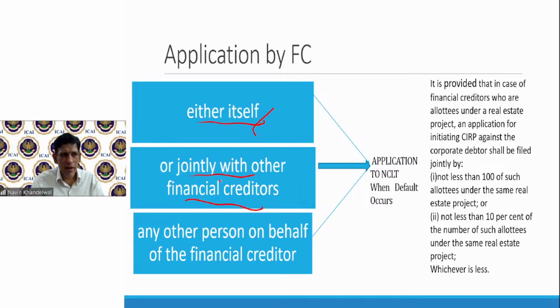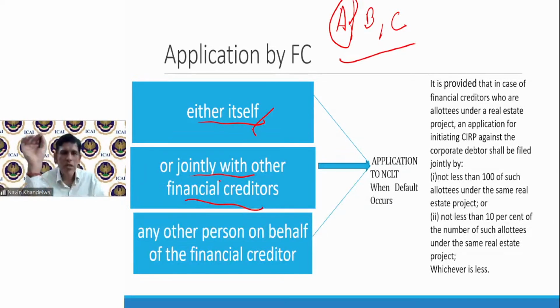So if there are 2, 3 financial creditors who have given a loan to a particular company, they can come together, or they can authorize any other person on behalf of the financial creditor. So the question comes in, friends. There are 3 lenders, A, B, C. The default only happens to A. Can A, B, C make a joint application?